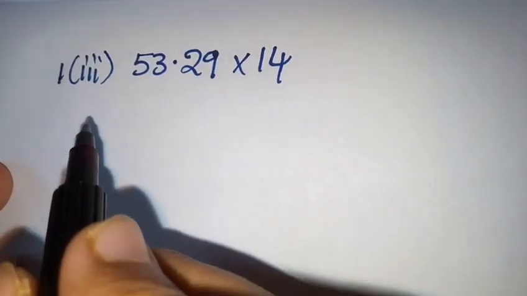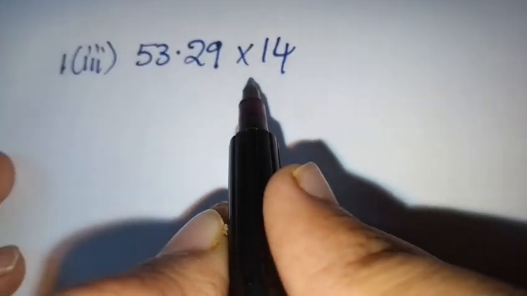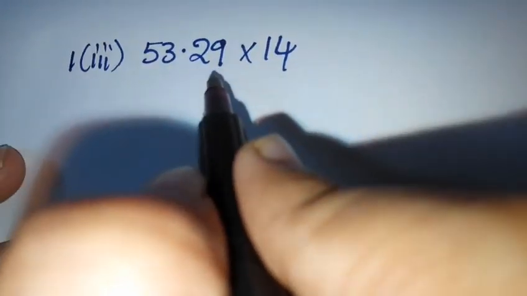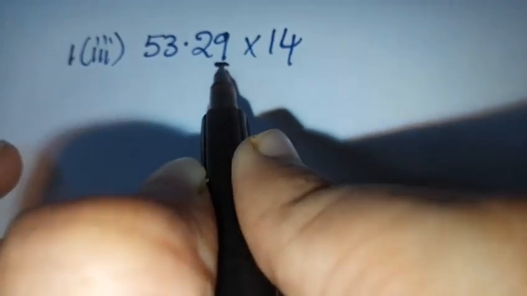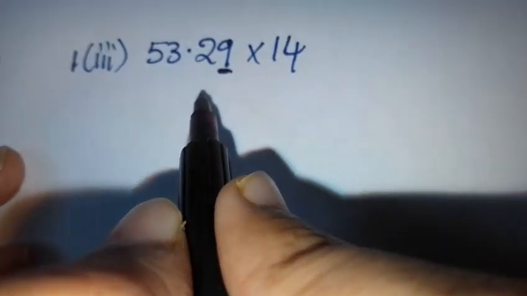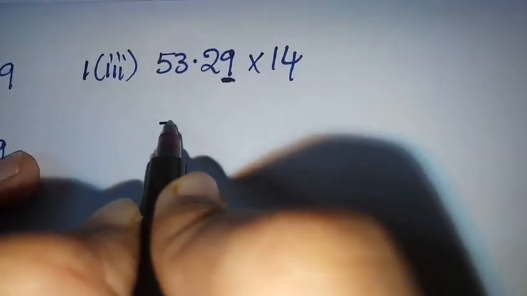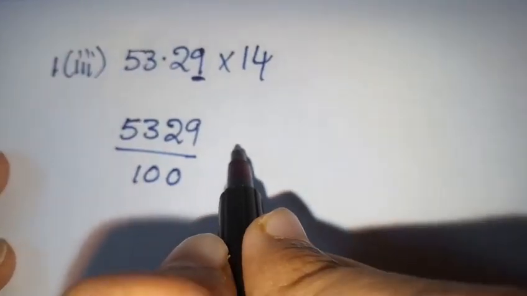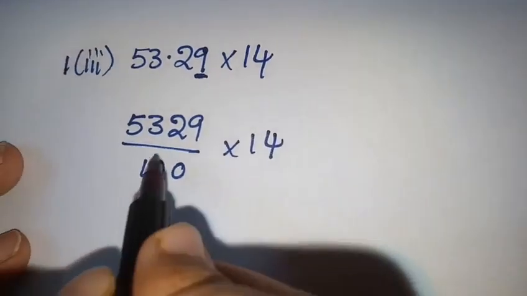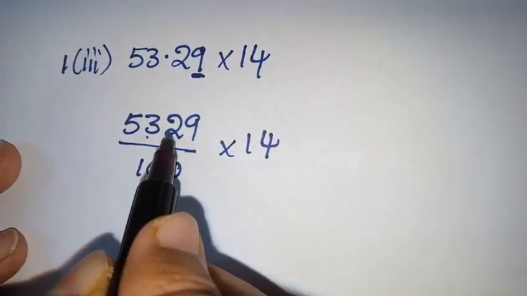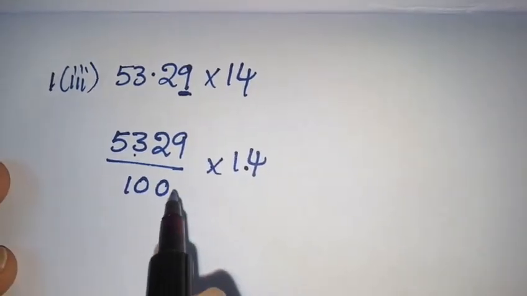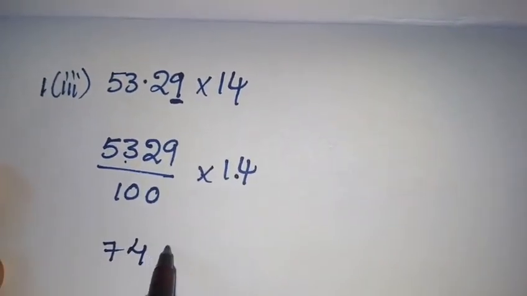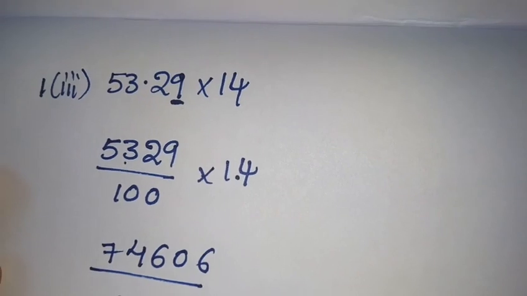Next problem, first Roman, third one: 53.29 into 14. So in 53.29, the last digit is 9. What is the place value of 9? The hundredths. So hundredths means 1 by 100. So write 5329 by 100. Why? Because the 9 place value is hundredths, 1 by 100, into 14. So multiply numerator into numerator: 5329 into 14 multiply, you will get 74606 divided by 100.